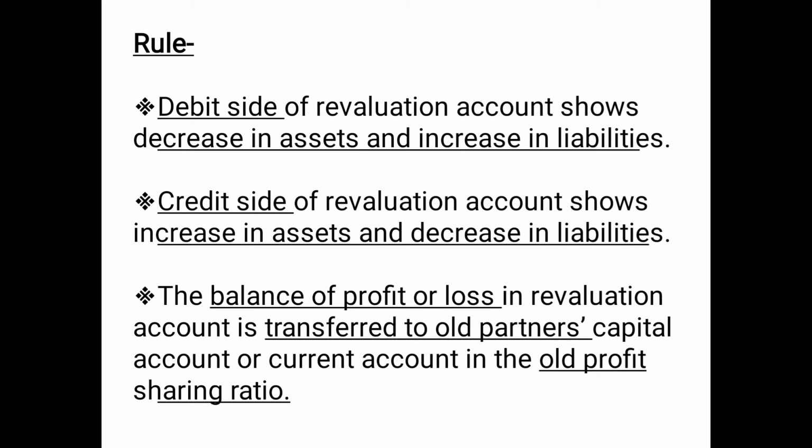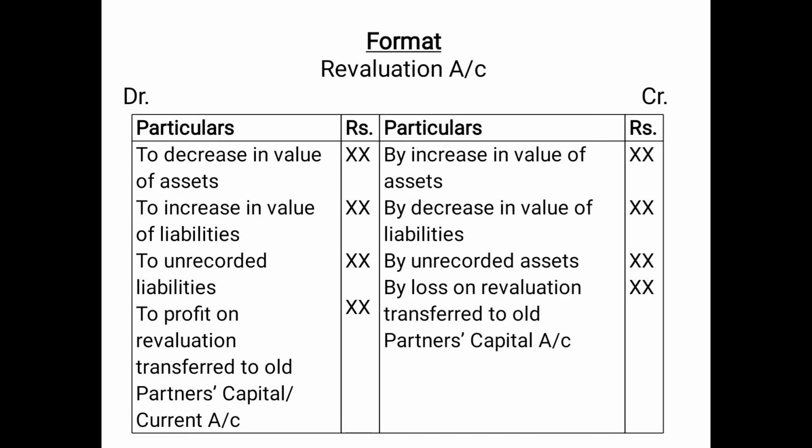Capital account if it is a fluctuating method, current account if it is a fixed method, in the old profit sharing ratio. Let us have a look at the format of the revaluation account. As you can see, on the left hand side you have a debit side, and on the right hand side you have a credit side.